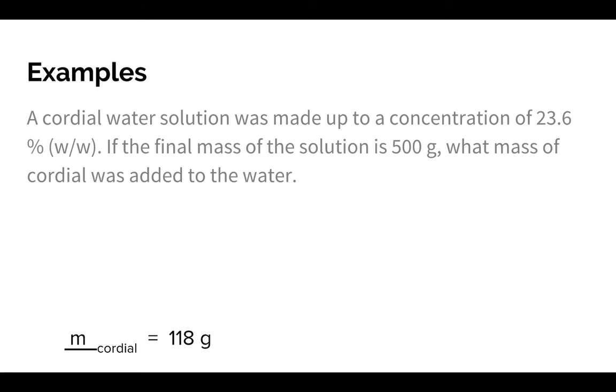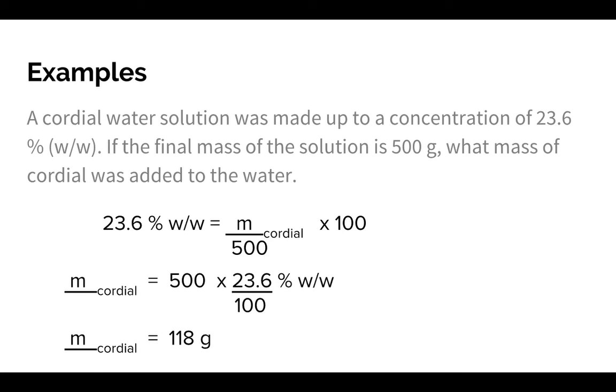A cordial water solution was made up to a concentration of 23.6% weight on weight, or by mass. If the final mass of the solution is 500 grams, what mass of cordial was added to the water? So in this particular instance, we'd have to rearrange the equation. So we'd input 23.6% is equal to the mass of the cordial over 500 times 100. So the mass of the cordial is then equal to 500 times 23.6 divided by 100, which is equal to 118 grams of cordial that was required to add.